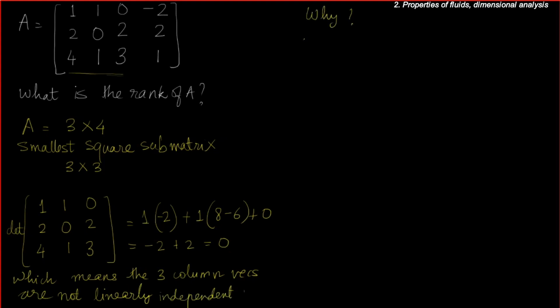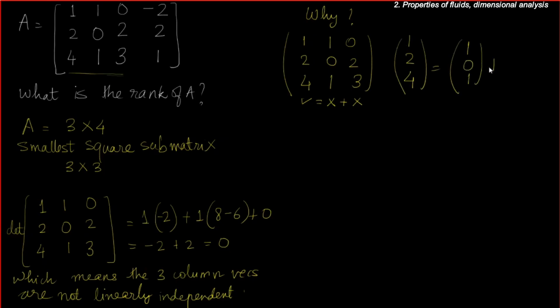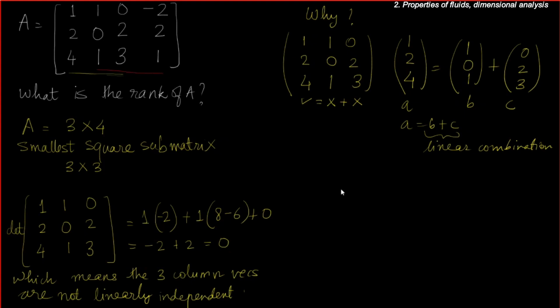It means that there must be some vector which can be represented as a linear combination of 2 other vectors. Let us see why. It is clear through inspection that the first column is equal to the sum of the second and third columns. If I write the first column as A, the second column as B, and the third column as C, A will be equal to B plus C, which is nothing but a linear combination with weights equal to 1.